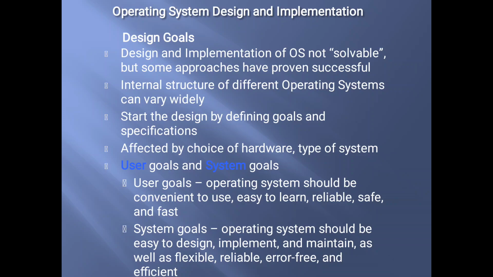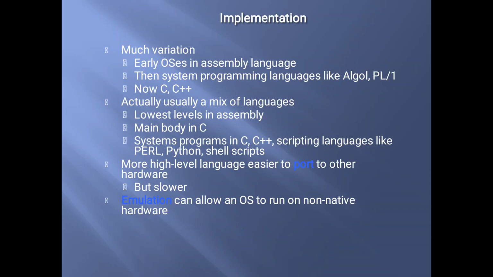The design goals are needed for both the user and the system. The user goals are that the operating system should be convenient to use, easy to learn, reliable, safe and fast. The system goals are that the operating system should be easy to design, implement and maintain, as well as flexible, reliable, error-free and efficient.